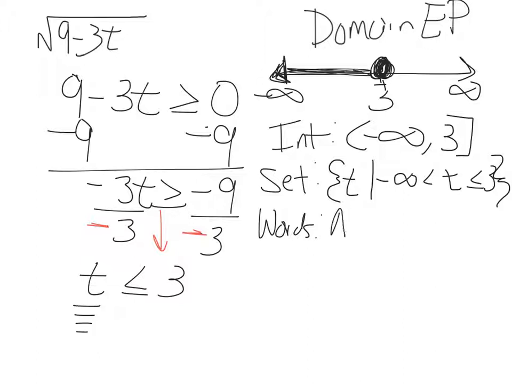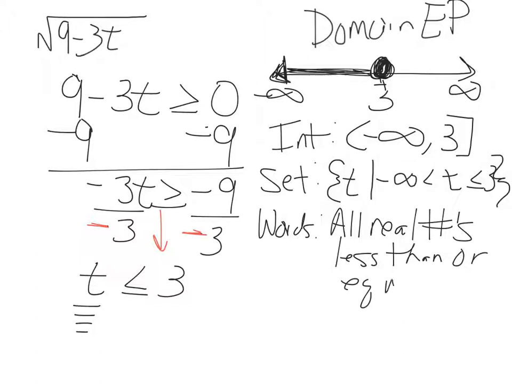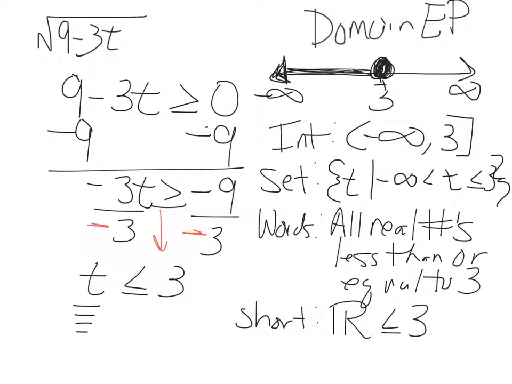You would say all real numbers. The pound sign actually means numbers, not just hashtag, okay? All real numbers less than or equal to 3. And then the shorthand of that is just the symbol for all real numbers and less than or equal to 3. Okay? So hopefully that helps.